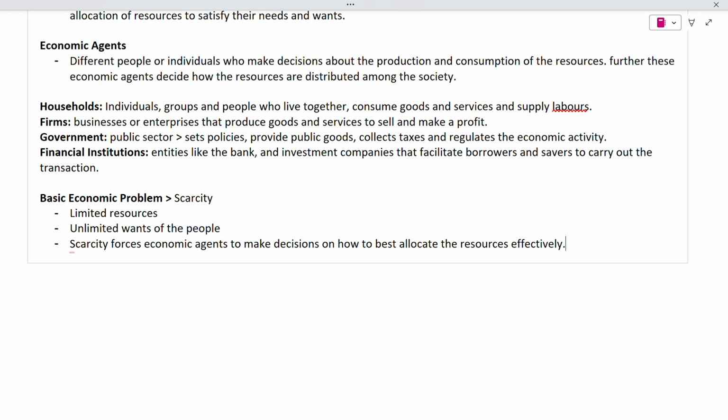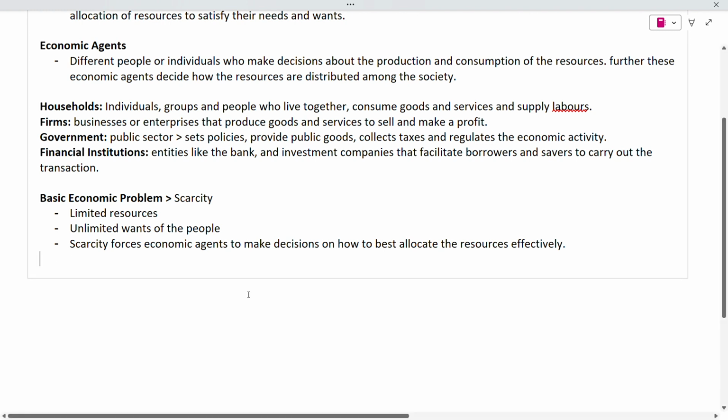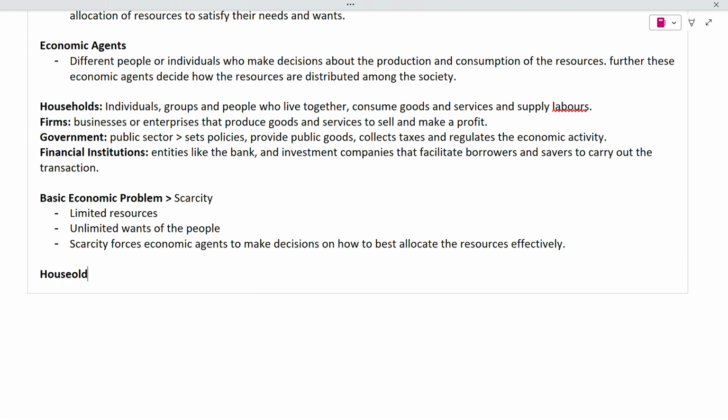It forces the economic agents to make choices, and that eventually leads to opportunity cost. That is a concept that we will study in the later videos. Let's talk about how scarcity affects different economic agents that we just talked about. So if we talk about households, what do households mean? Households, as we discussed, are consumers and suppliers of factors of production. So we know that households have something in limited.